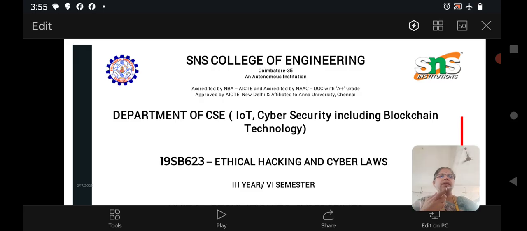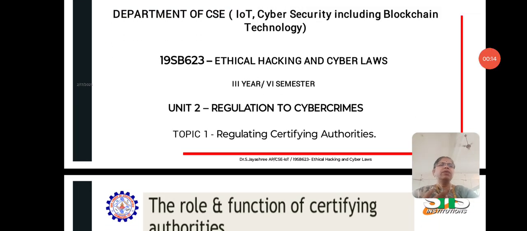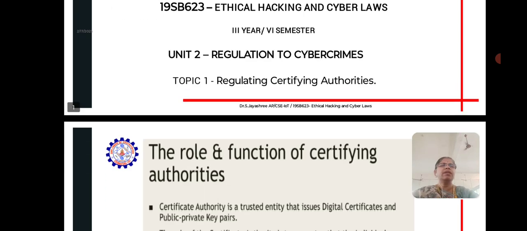In this lecture series, we are discussing ethical hacking and the cyber laws. Here we are going to discuss the regulation of certifying authority. Who is the person? How to get an authorized certified person? An authorized certificate from the Government of India is issued, giving authenticity to the person, an individual or a company, who applies for it.